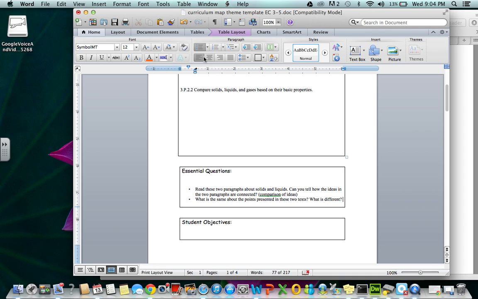So I'm going to look at my first question, and I'm going to write them in student-friendly terms because these are what I'm going to have posted in my classroom. I can tell how the ideas about solids and liquids are connected.